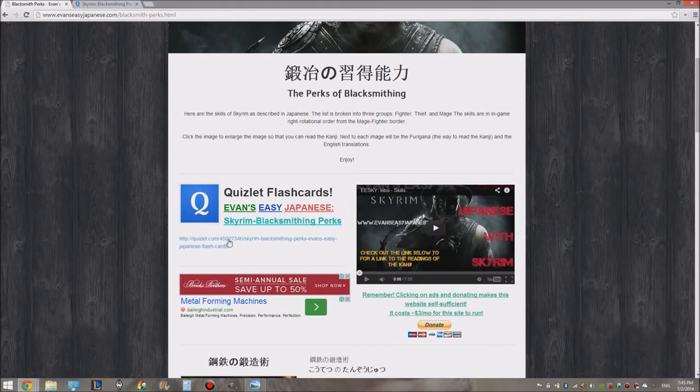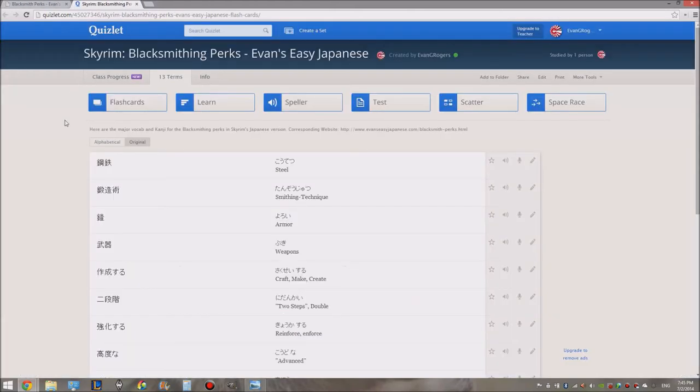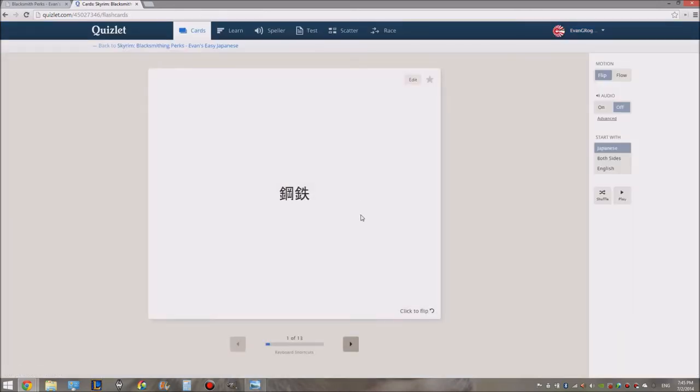Alright, quiz the flashcards. If you just click here, I already had them up, but might as well show you how it works. You can get these amazingly awesome flashcards that'll tell you awesome words like Kotetsu, steel. Tanzōjutsu, the smithing technique that you're using, etc. Yoroi, armor. Yay, is that exciting? Cool. I turned off the audio because I don't want that annoying voice going, Yoroi, and things like that.